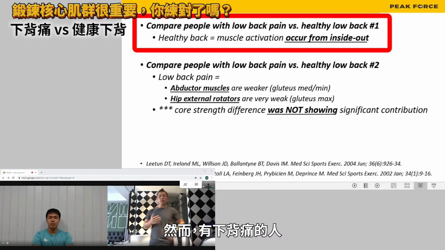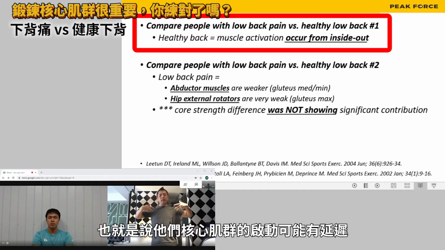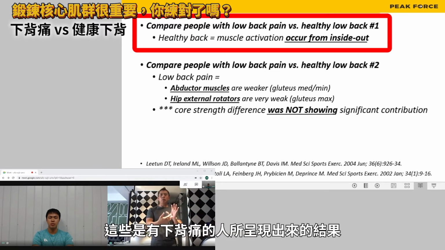And then the people with low back pain usually do not have a very good sequence from inside to out, okay? Meaning that their activation of the core is probably delayed, and then other muscles start to activate first, okay? So those things are the key point for people who have low back pain.